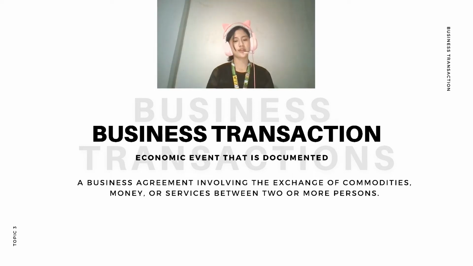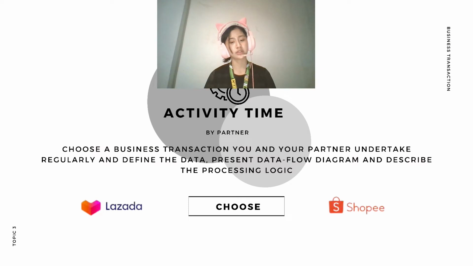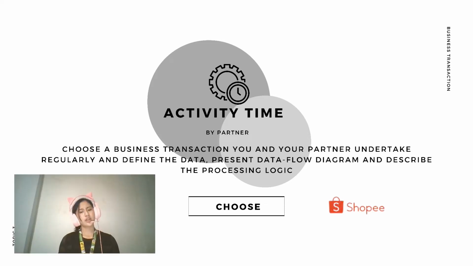Oh, before I forget, I haven't checked your activity given last week. By the way, this is by partner, the same as our activity earlier, so once I call someone, their partner will help to explain their work. Lauren, tell us about a business transaction you and your partner undertake regularly. Me, MJ, and RK chose online shopping since we love adding things to our online cart. Okay, define the data, present the data flow diagram, and describe the processing logic.